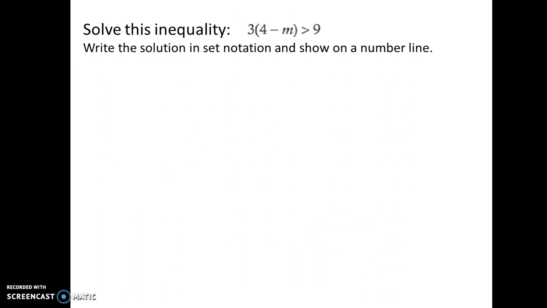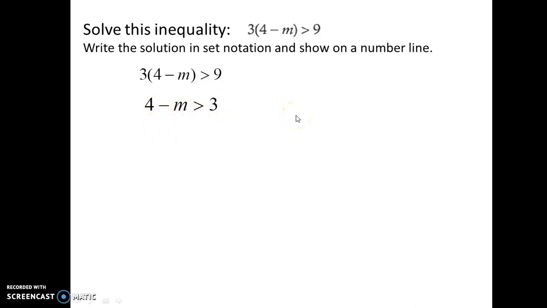Next one. Try to solve this one. Okay, first step, you could do two ways. You could multiply the 3 through here, so do 12 and then negative 3m, or you could divide by 3 to get rid of it here and divide by 3 here. I did that step. So I divided by 3, canceled that 3, divide this side by 3, turns into a 3. Now I'm left with just 4 minus m.